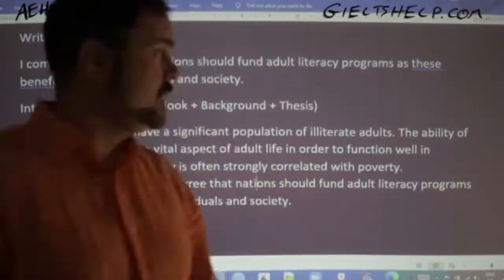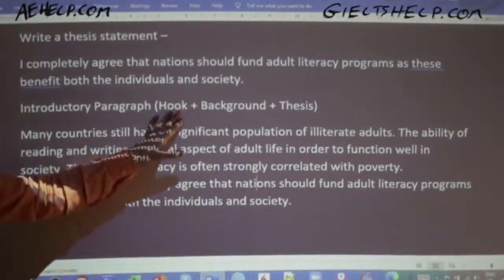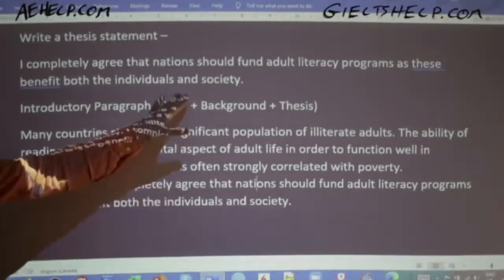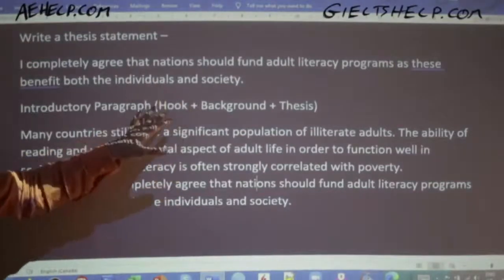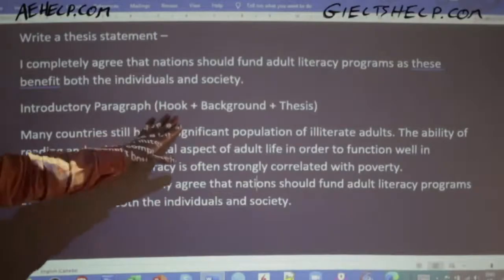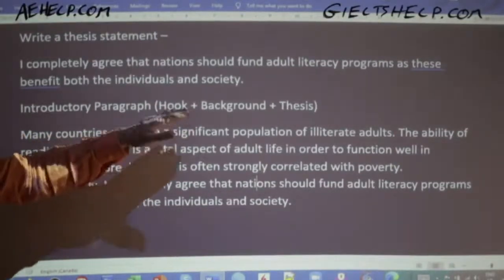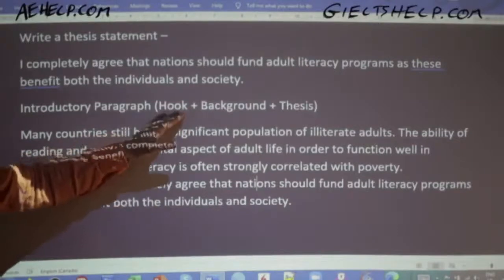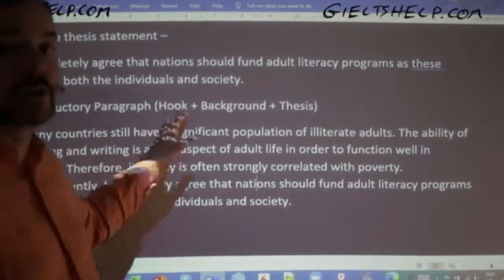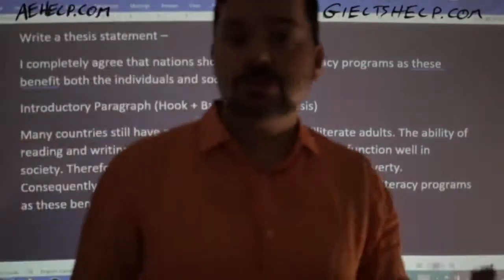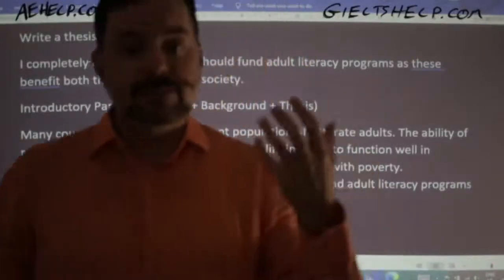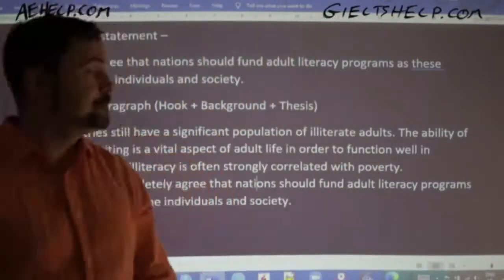Okay. So the goal of the hook, and it's a technical term in writing. Okay. This isn't like some imaginary word that somebody made up. This is the technical term in writing, hook. The hook is the first sentence that catches your reader's attention and introduces the topic. It's very important. Okay.